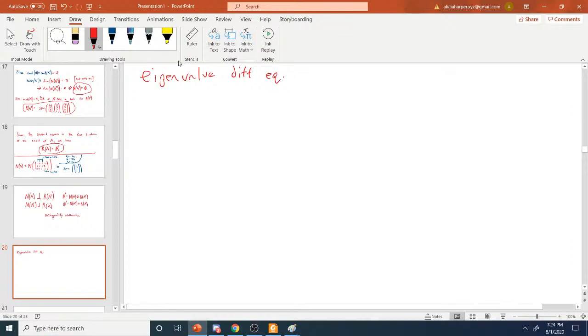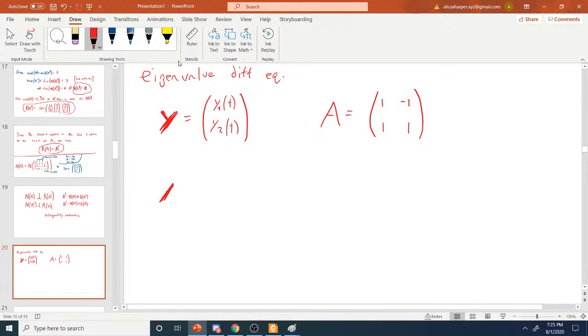So I'm going to consider the following one. I'm going to set y to be the vector with entries that are functions, y1 of t and y2 of t. And I'm going to maybe try to do something like the matrix A is equal to 1, negative 1, 1, 1. And I'm going to consider the equation y prime is equal to A times y.